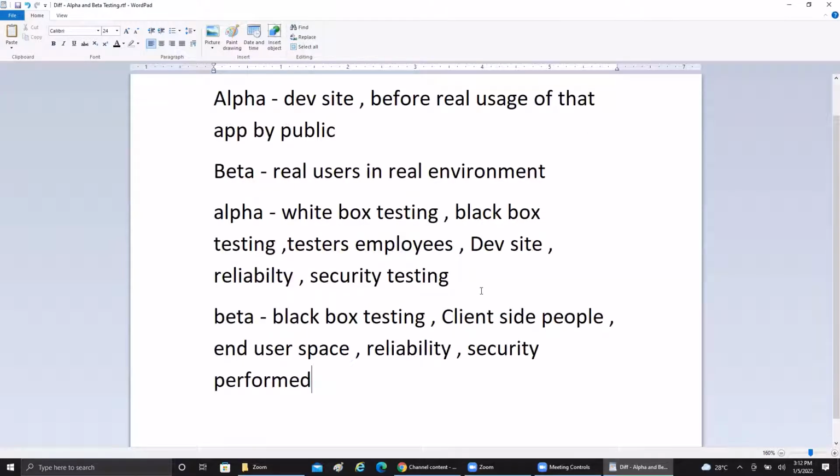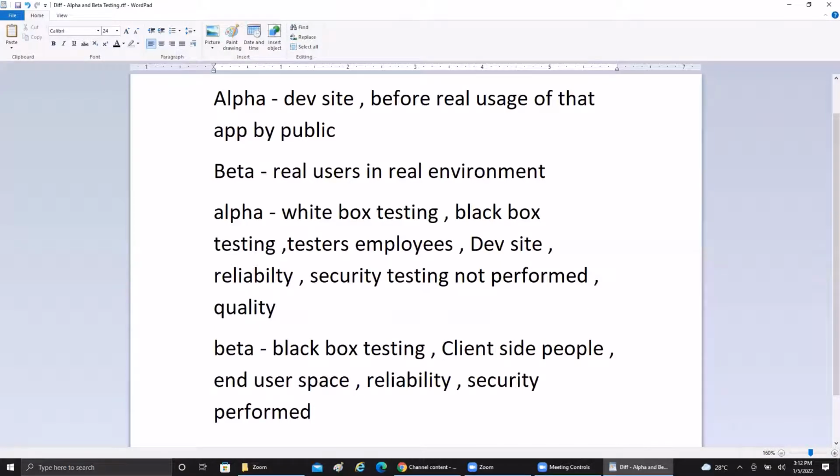Okay. So here it is not performed. Okay, so this is like we are telling, right? Once alpha people complete the testing, it is given to the beta. So alpha testing ensures the quality of that application or the product is met before forwarding to beta testing, before giving to the beta people, beta testers.